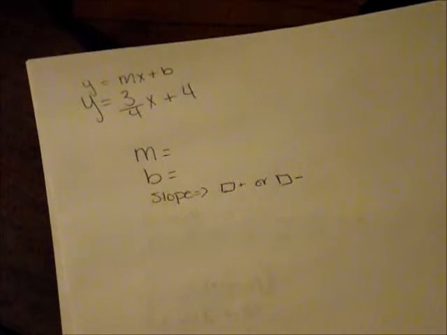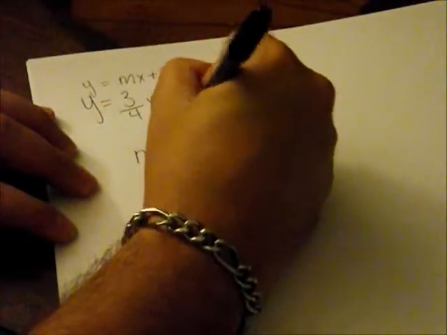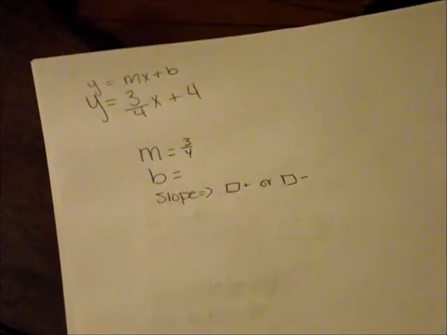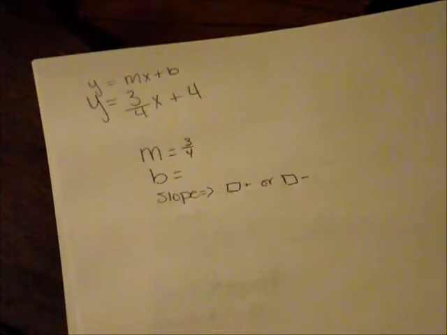m is in front of x in this equation. In the equation that we're trying to find what m is, m is 3/4. Okay, so m is 3/4. Now, we're looking for b. b comes after mx plus, right?